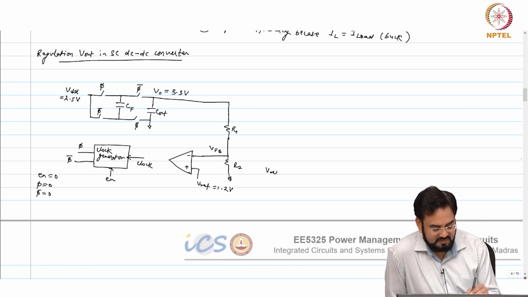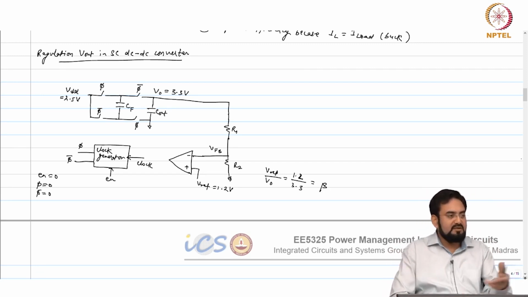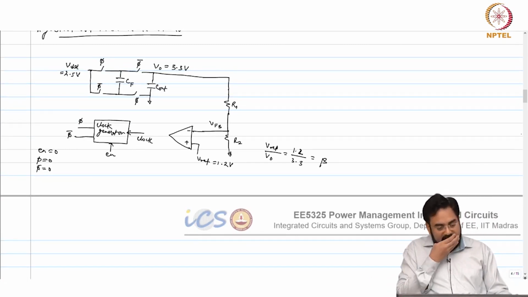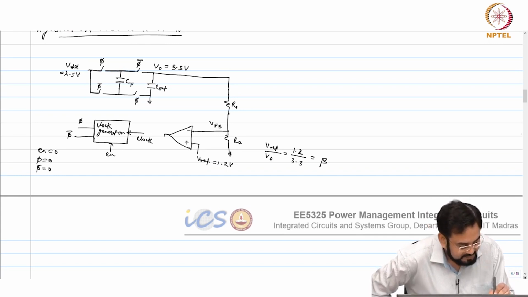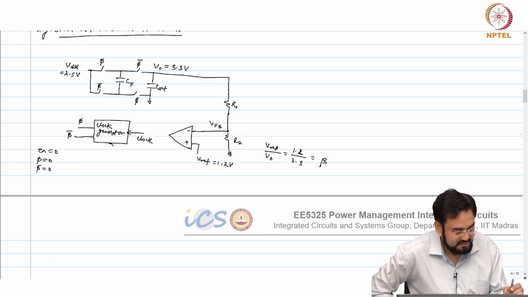So, Vref over V out is 1.2 over 3.3. This is your beta. Okay. So, you can choose R1 R2 ratio based on this. So, what do I need to do with this output of this comparator? What do I need to control? So, what it will do? It will go here and control your enable.